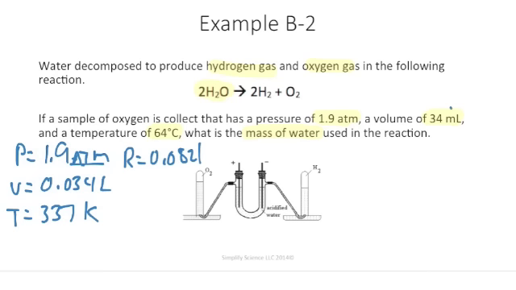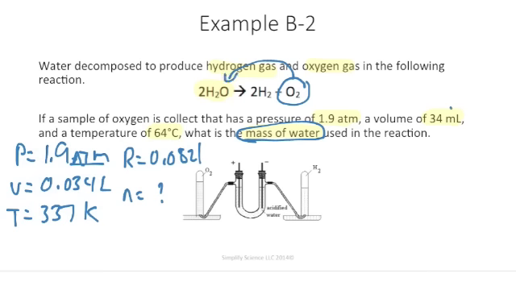And so it's looking for mass of water. And it says that the oxygen was collected. So we collected this, and we're trying to figure out the mass of water that we started with. So when we're working this out, what you can figure out is that the value that we don't have in PV equals nRT is n. Well, n will give us the moles of oxygen, and then we use that to convert into moles of water.